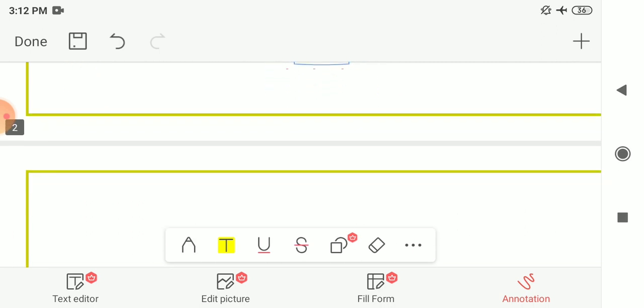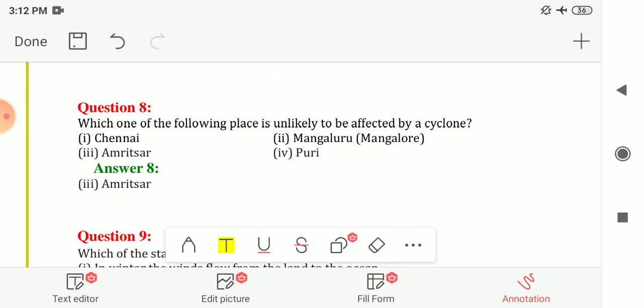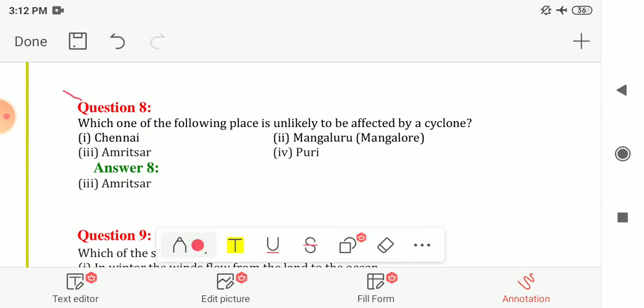Next is 8th number. Which one of the following places is unlikely to be affected by a cyclone? Options are Chennai, Mangalore, Puri or Amritsar. So which of the following will not be affected or will not face a cyclone? Here your answer is option 3, that is Amritsar.